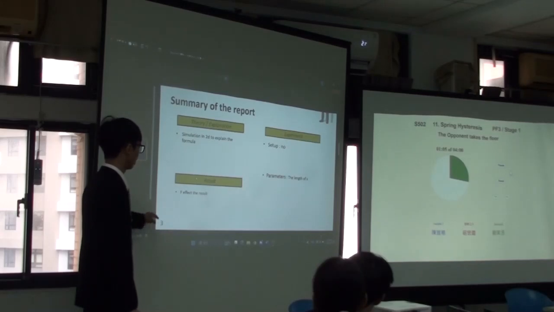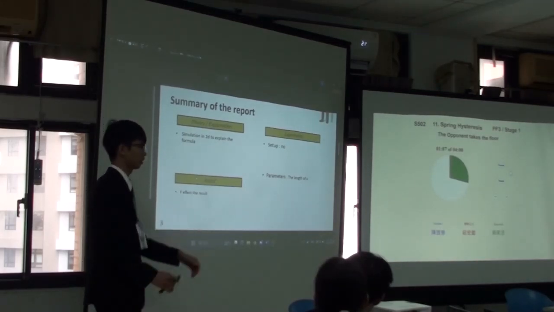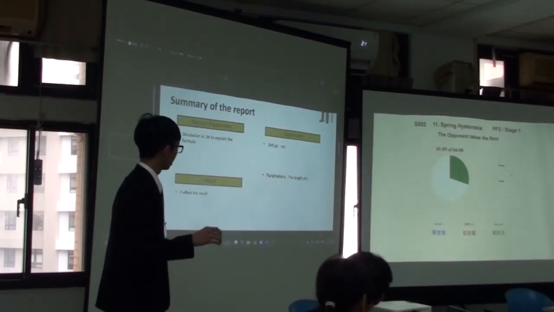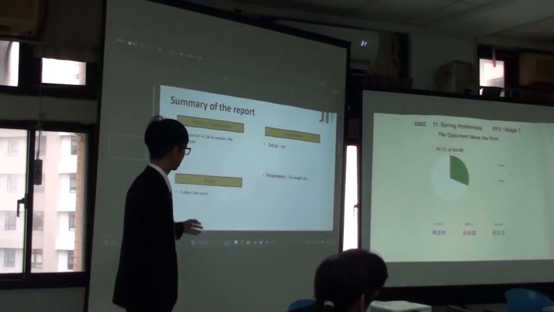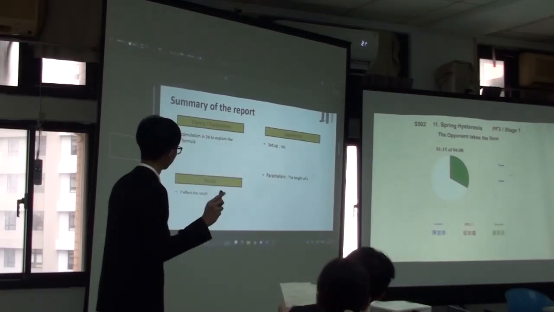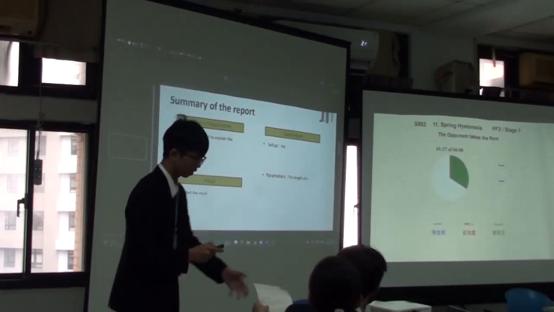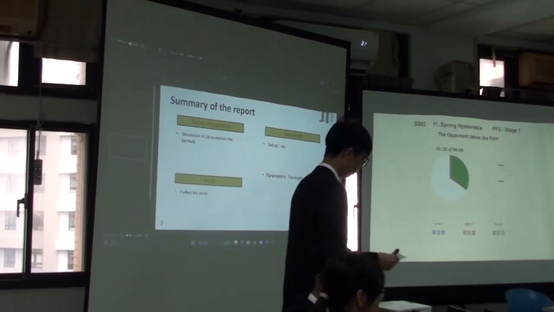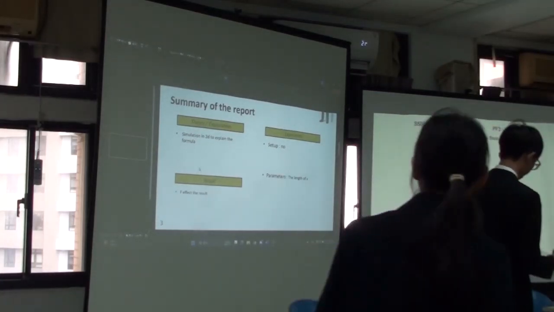But from the simulation, we can get a fast result, and their parameter is the length of x. Okay, and now I'm going to invite the reporter to discuss their report.